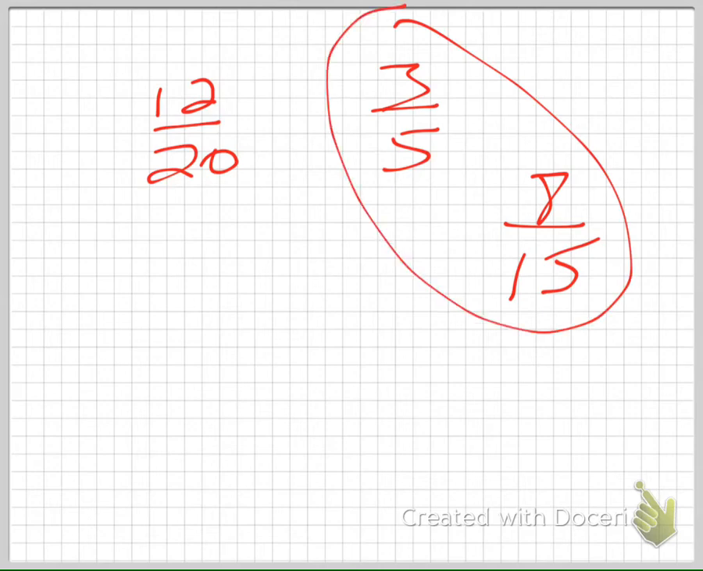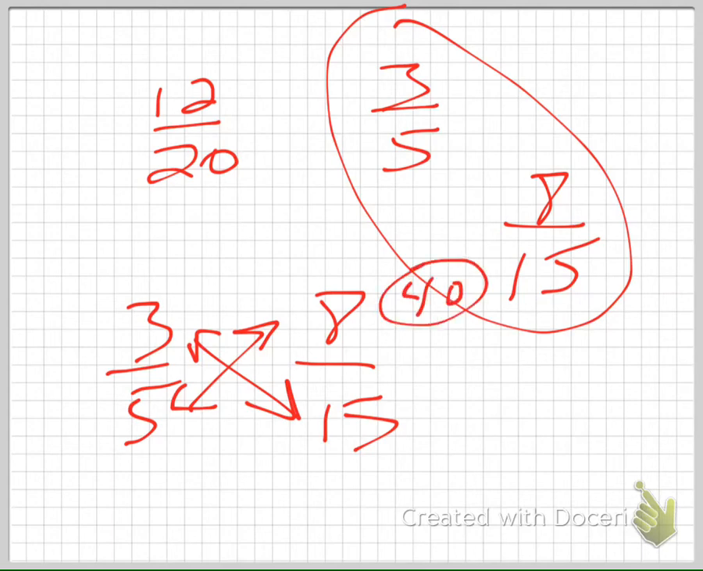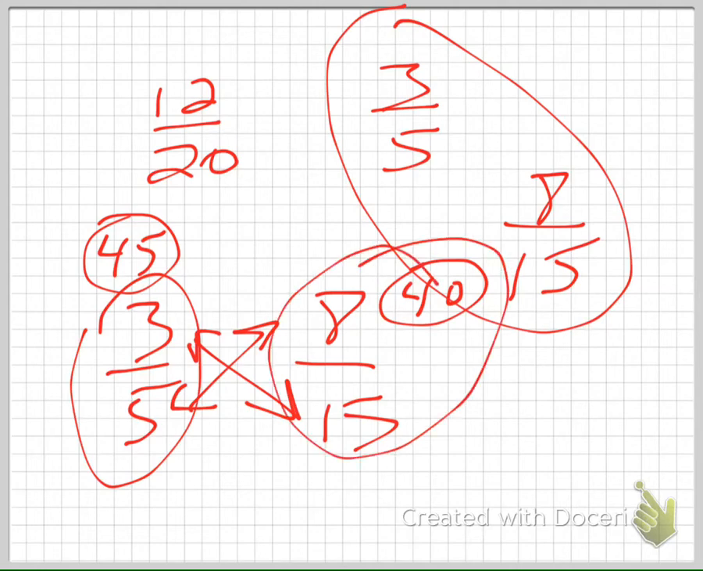But let's just compare these two. How would we compare 3/5 and 8/15ths? Do you remember what to do? You've got to get the same denominator. The way to do that is to cross multiply. What's 5 times 8? 40. What is 3 times 15? 45. Which one's bigger? The 45 is bigger. Therefore, 3/5 is bigger than 8/15ths. Does that make sense? It's that simple.